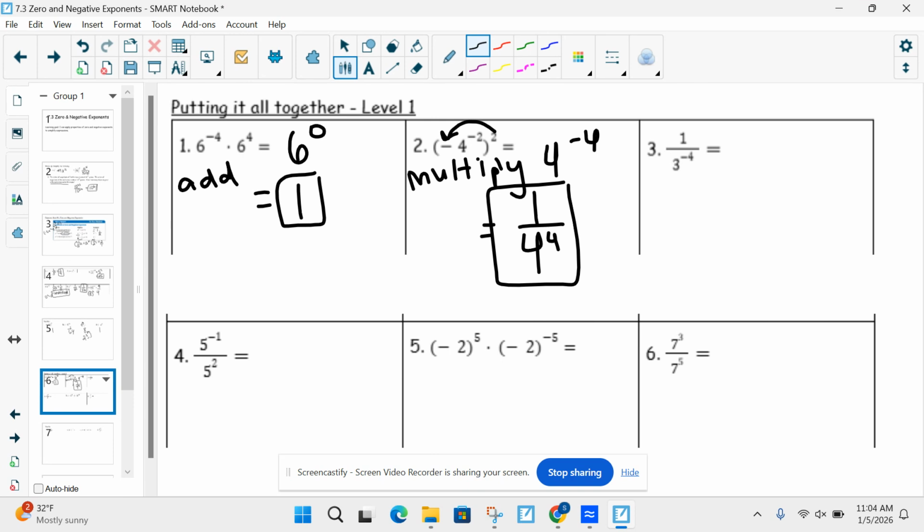And then number 3 is like the you try problem, part C. To make it positive, you just put it in the numerator. Positive exponent. So 3 to the 4th power, and you could just leave it like that if you want, or if you know that it's 81, you can write it as 81.